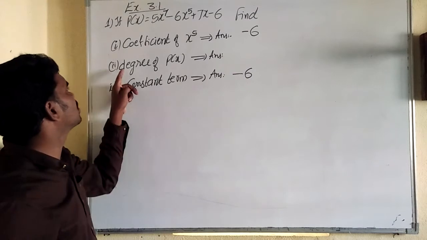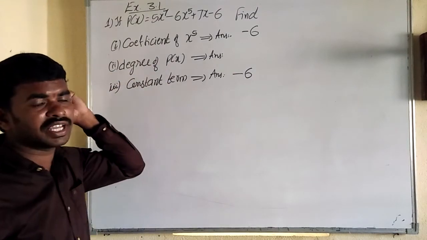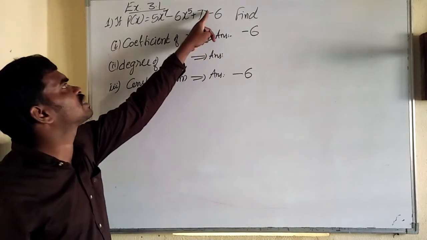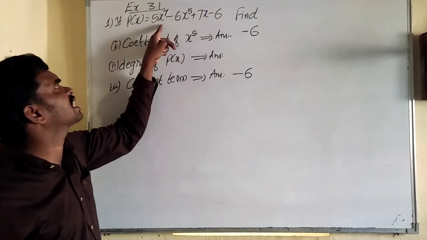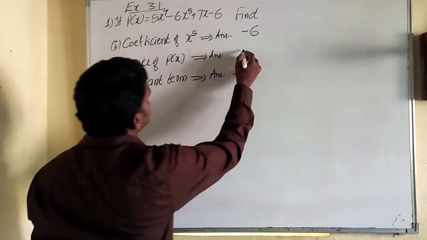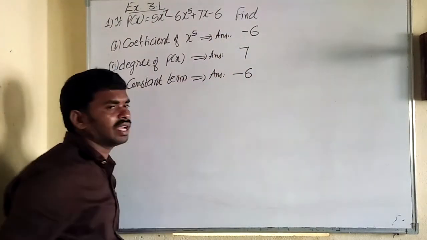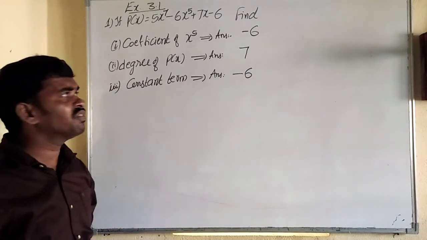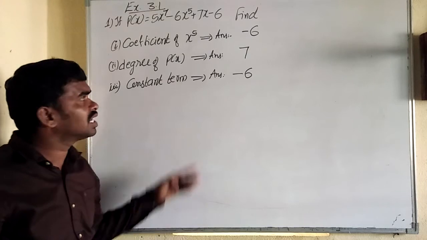Okay. Next, degree of p of x. Degree means what? Highest power. See, here x power 1, here x power 5, here x power 7. So what is the highest power in all? 7 is. So degree is 7. So this is the first question's answer. Very simple. Am I right? Let us see the second question.